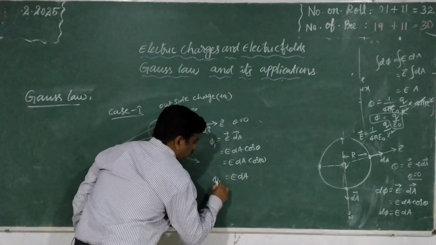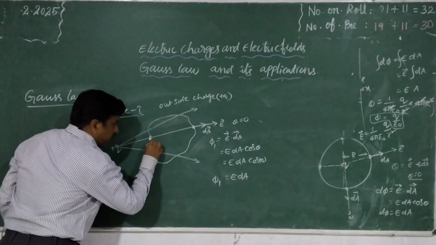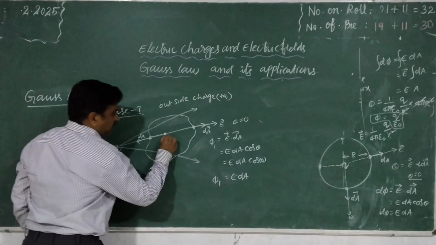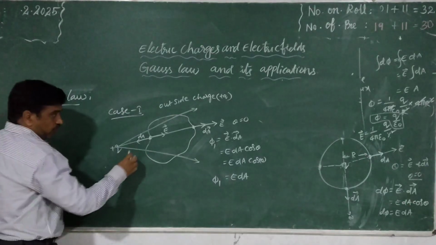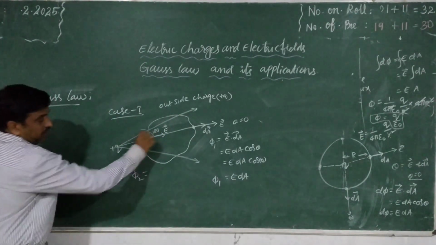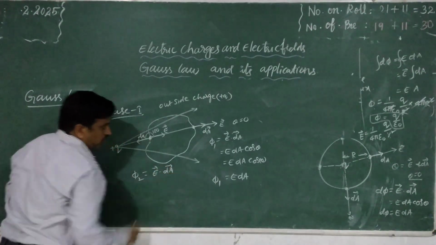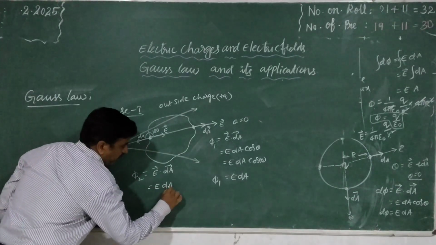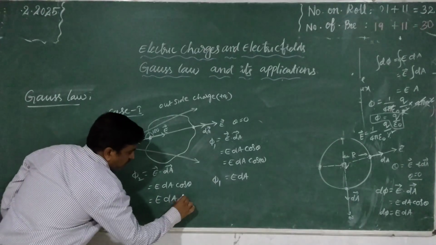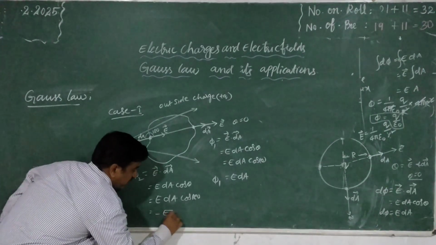What is the flux through this area? E dA. Now we take this other area. The area vector is the outward normal, and this is the electric field direction. Both are in opposite directions. What is the angle here? 180 degrees. So the flux through this area, phi 2 equals E dot dA, which is E dA cos theta. Theta is 180, so E dA cos 180. Cos 180 means minus 1, so we write minus E dA.